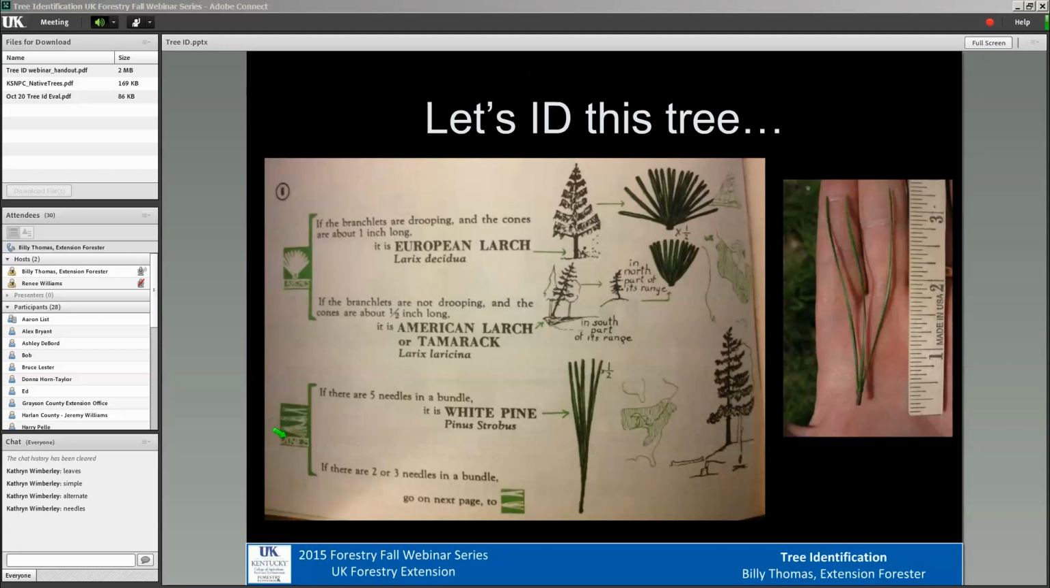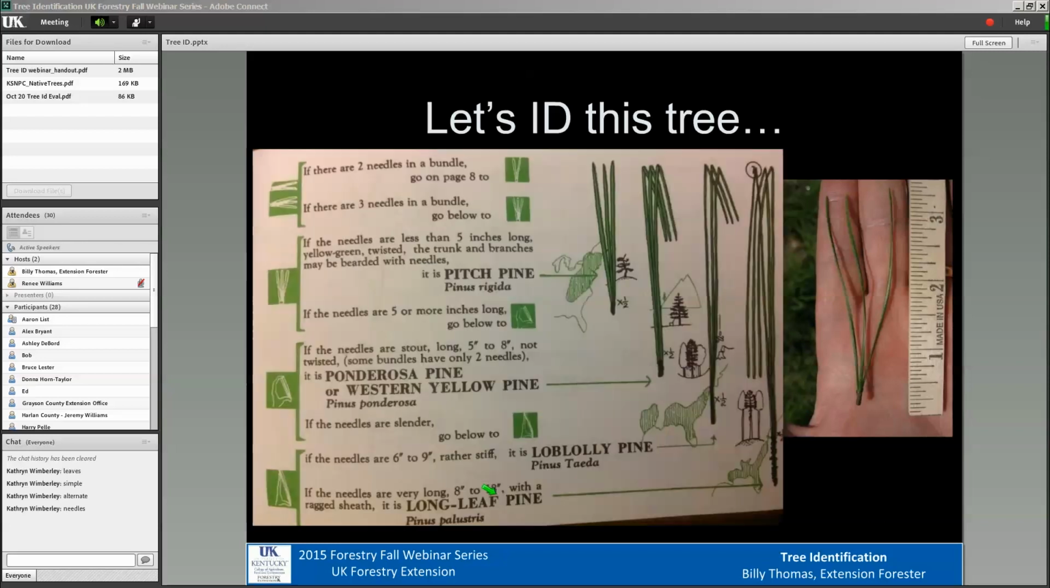And again, that's the challenge you'll run into a lot, remembering your little symbol that you're trying to find on the next page. So it'll ask us if there are 5 needles in a bundle, or if there are 2 to 3 needles in a bundle. I think we'd all agree that it's 3, as we can see here. So we're going to go on to the next page, and we're going to look for that symbol, which is up here at the top. If there are 2 needles in a bundle, no. If there are 3 needles in a bundle, yes.